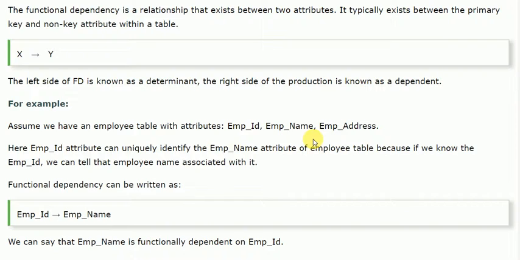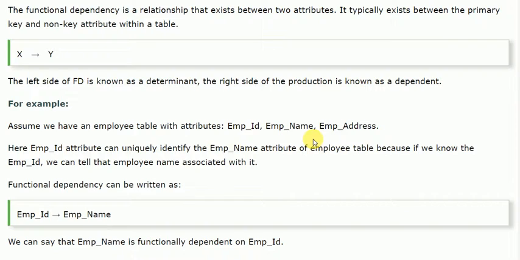When a function is dependent upon another function, it is called functional dependency. In this case, we will consider attributes as functions. So when one attribute is dependent upon another attribute, it means there is some kind of dependency between them. It typically exists between the primary key and non-key attributes within the table. This we will study in the near future.